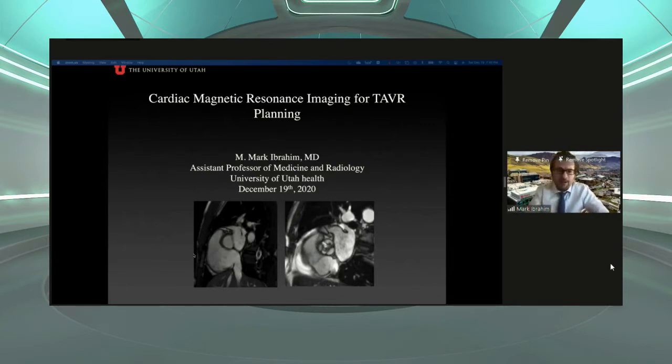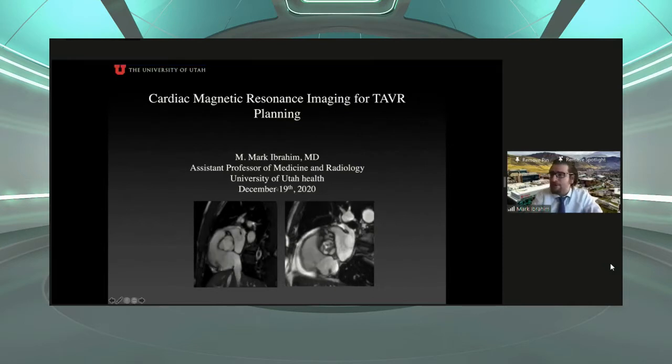So my talk will be touching on the use of cardiac magnetic resonance in the TAVR planning and two components: the use of non-contrast MRI for TAVR annular sizing, and then the predictive value of some MRI-derived parameters.